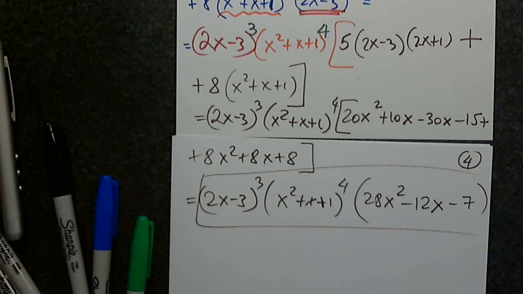Okay. I had to rearrange the second term. Yeah, that makes sense. Good. Other questions here? Should the x squared plus x plus 1 to the 4th be in front of the 2x minus 3 to the 3rd in the answer? Should those two be switched so that it's in order?